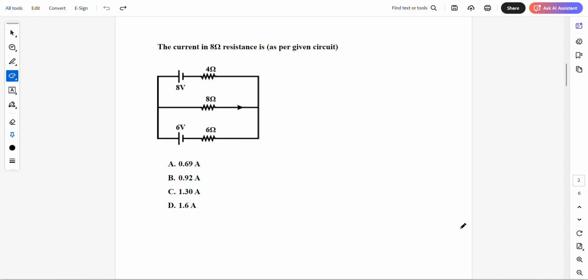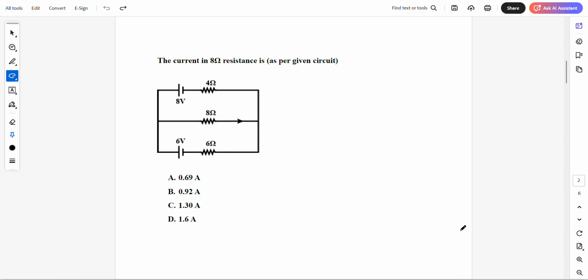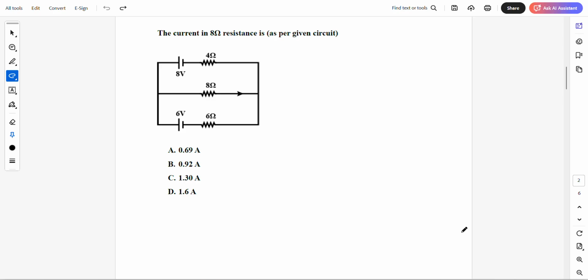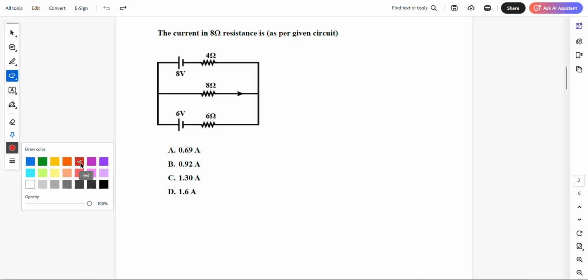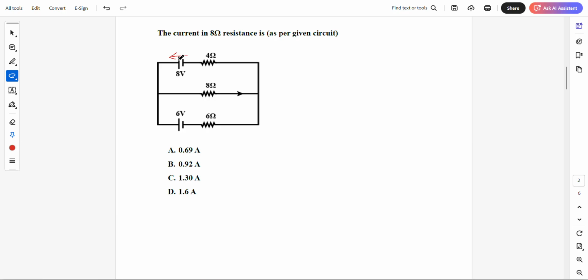Now this is the first problem. Find the current in the 8 ohm resistor as per the given circuit. First, this is the direction of current. I'll assume the polarity is the same here. This will be the current; this is I1, and let us take I2 and I3.